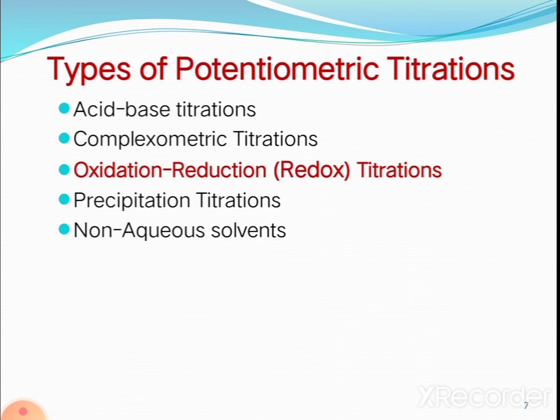Now let us discuss the types of potentiometric titrations possible for the analysis. With the help of the potentiometer, we can do acid-base titration, complexometric titrations, redox titrations, I mean oxidation and reduction titrations, precipitation titrations, and non-aqueous solvent titrations by the potentiometric method. But for your syllabus, you have only oxidation reduction titration for both theory as well as the practical course.